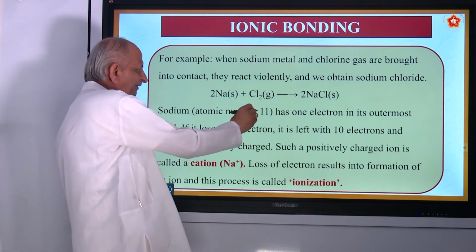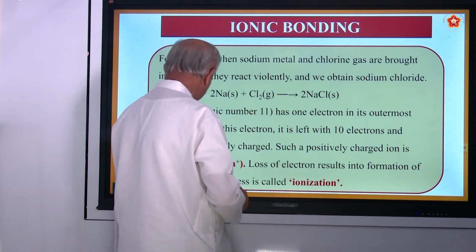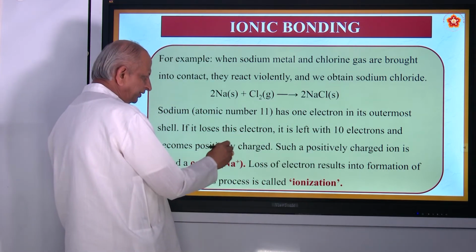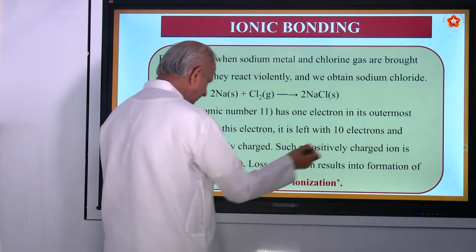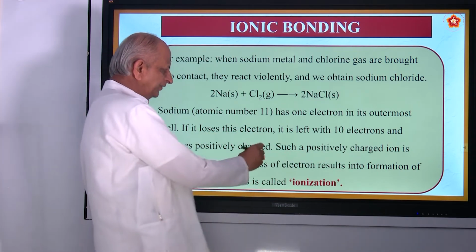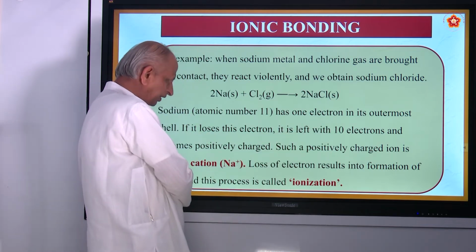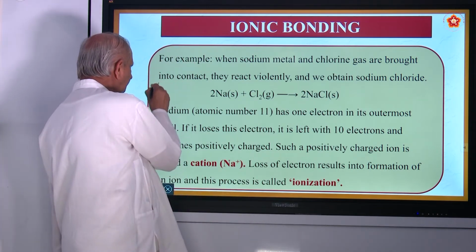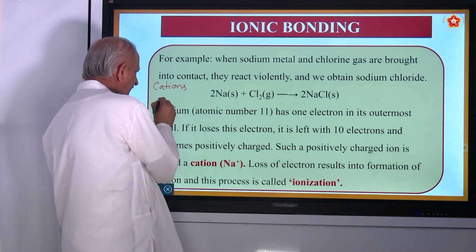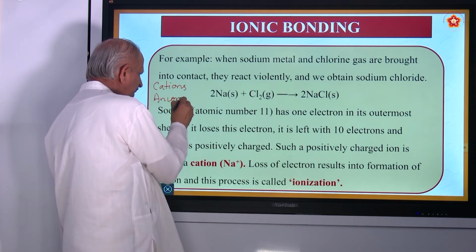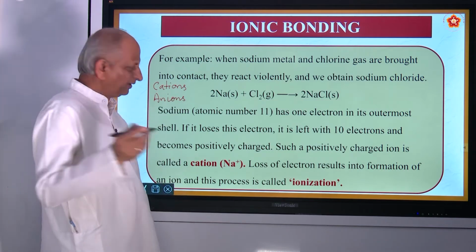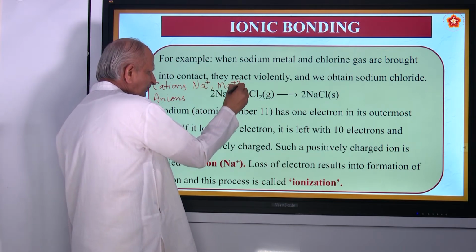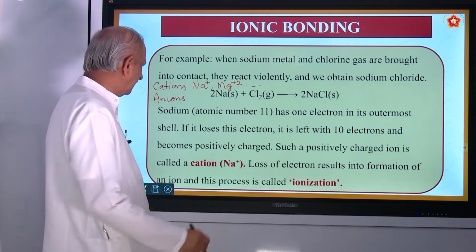Okay, sodium atomic number is 11, and it has 1 electron in the outermost shell. If it loses that electron, it is left with 10 electrons and becomes positively charged. Such a positively charged ion is called a cation. Loss of an electron results in the formation of a cation, and this process is called ionization. So there are two kinds of ions: one is called cations, the other is called anions. Cations lose electrons. Metals like sodium, potassium, calcium, magnesium, etc., lose electrons. We call them cations.